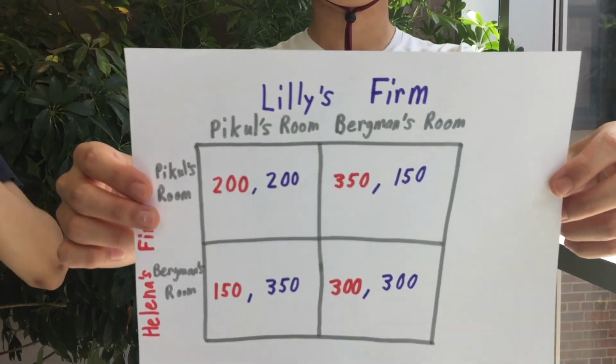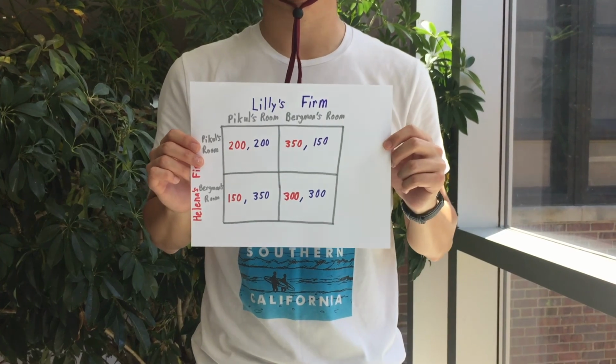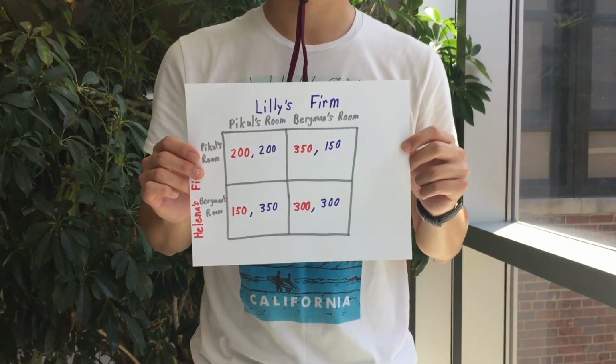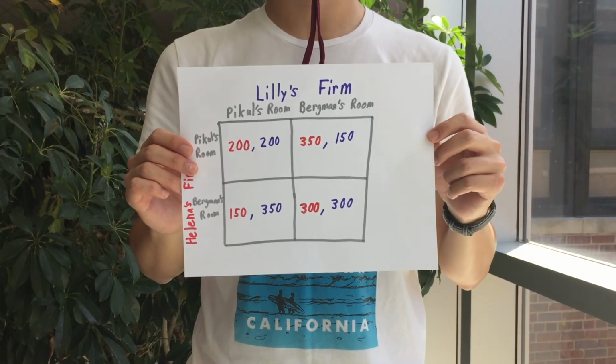So you see that Lily and Helena both have a dominant strategy, which means that regardless of what the other person chooses, there's one strategy that will give them a larger profit. Can you guys figure out what yours are?